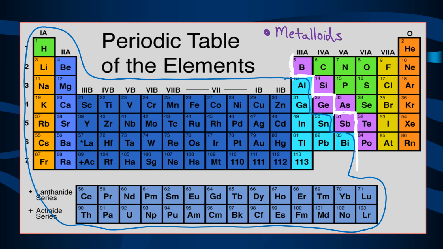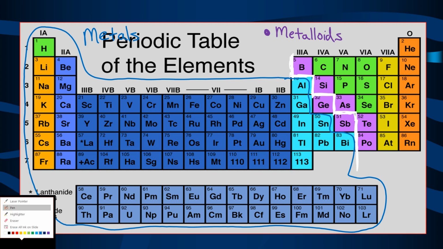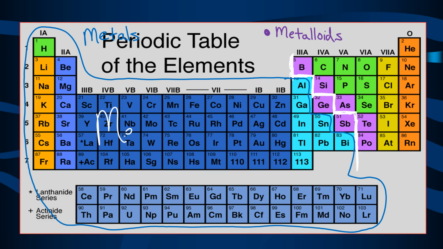All right, so the next grouping is everything that I just put in this blue circle. Those are our metals. All right, so everything in that large blue circle represents metals. And so notice on your periodic table there's a gap where there's a star and a double star.